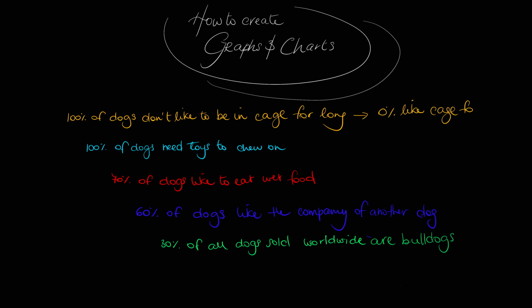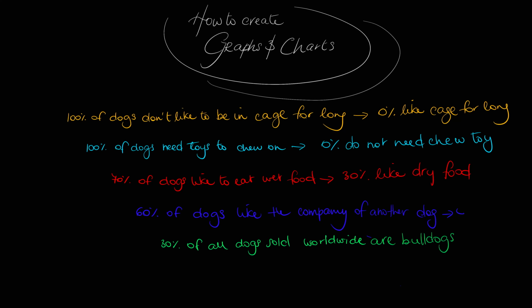From this data, we can already make certain assumptions. For example, 0% of dogs like to be in a cage for long. 0% of dogs don't need a toy to chew on. 30% of dogs prefer to eat dry food over wet food. 40% of dogs don't like the company of another dog. And finally, 70% of all dogs sold worldwide are other breeds rather than bulldogs.